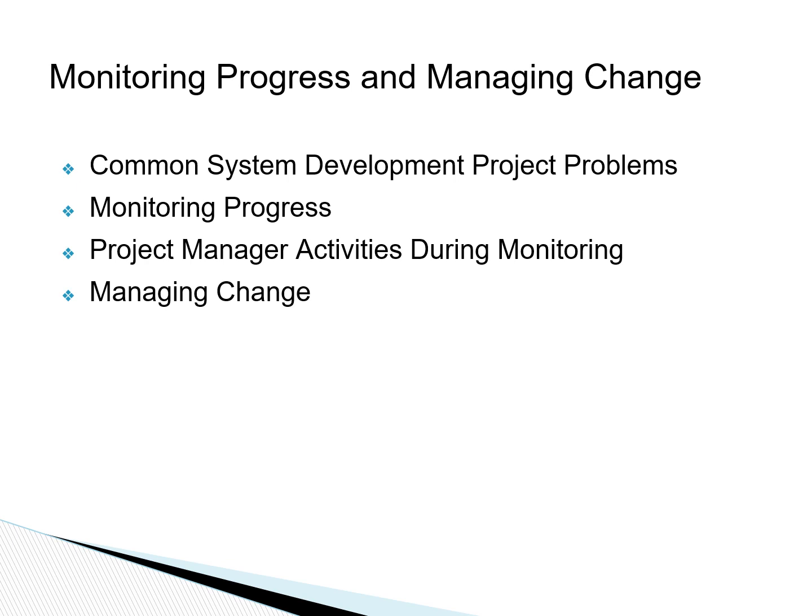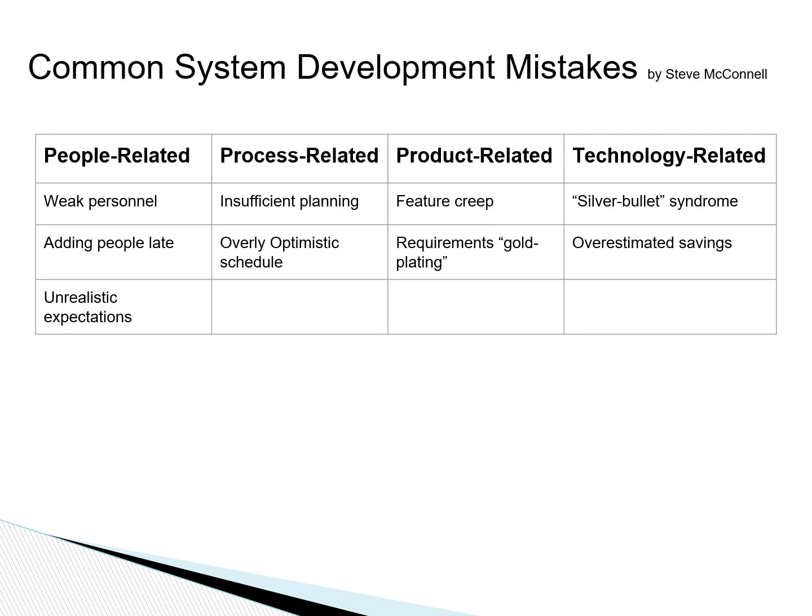During execution, the project manager also needs to monitor progress by comparing actual outcomes versus what was planned and make changes that are required. There are many factors that can cause changes during execution and cause the project to deviate from its plans. Some of those issues are listed on this slide, such as weak personnel or poor estimates.